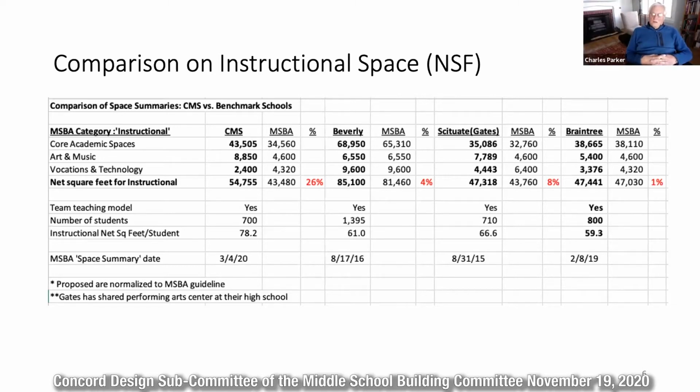Getting back to asking the right questions, I think that's a very good question, and it has to do with what is the effect of team teaching on space requirements. We'd certainly like to understand that better, and there hasn't been much in the way of guidance around what those relationships are. And I think that's something that the entire committee should want to understand.